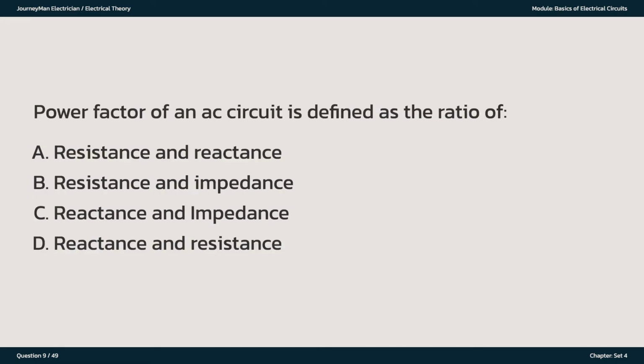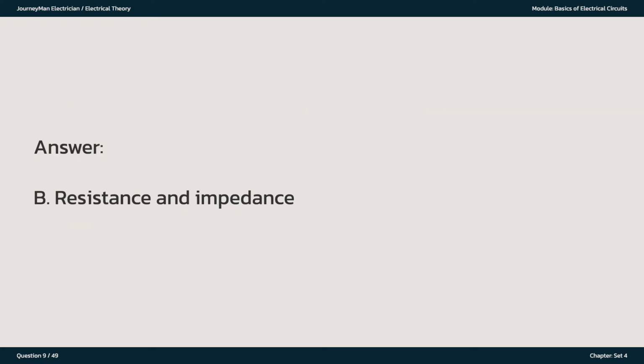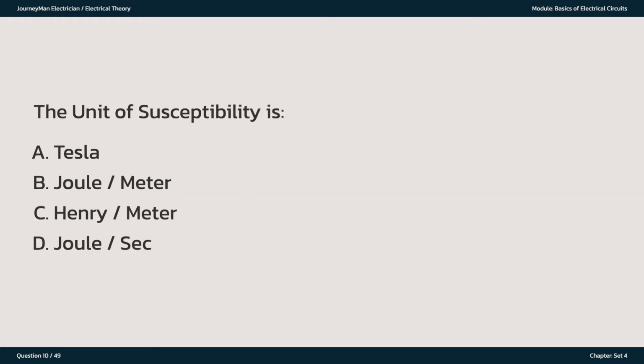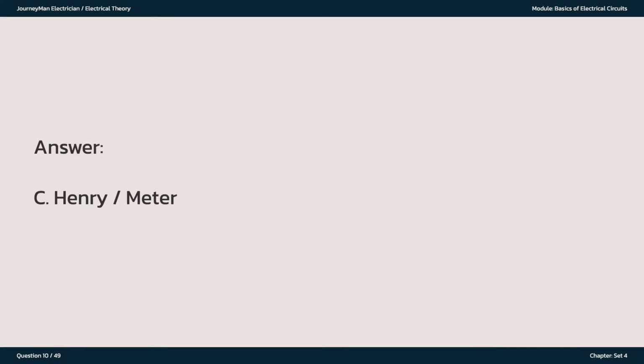Power factor of an AC circuit is defined as the ratio of A. Resistance and reactance, B. Resistance and impedance, C. Reactance and impedance, D. Reactance and resistance. The answer is B. Resistance and impedance. The unit of susceptibility is A. Tesla, B. Joule, meter, C. Henry, meter, D. Joule, sec. The answer is C. Henry, meter.